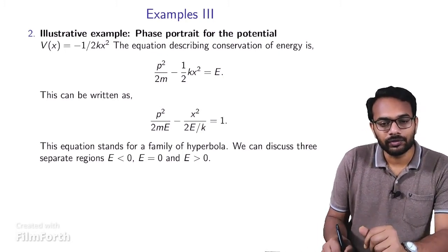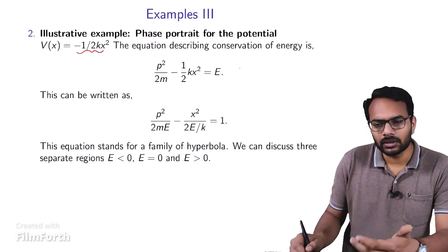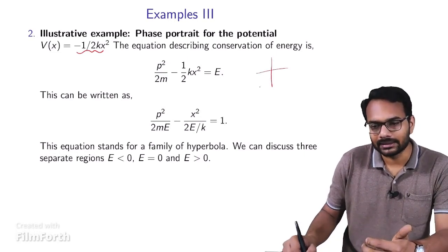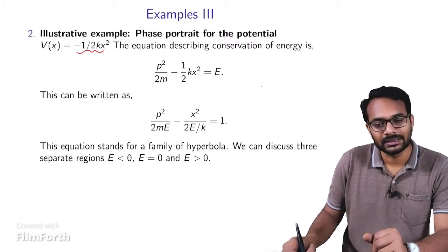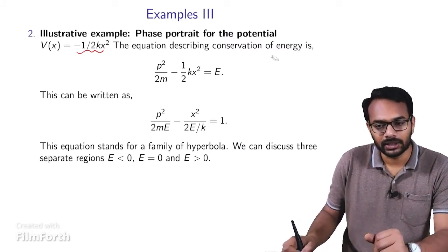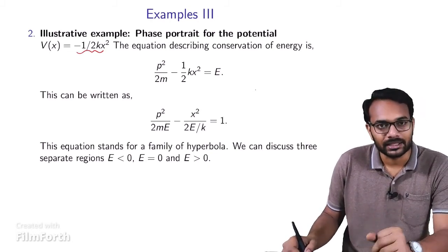So we have v of x equal to minus half kx squared. You already know it's a parabola like this. The parabola, v of x versus x, is a parabola like this. We already know that, but let's imagine we don't know this. Let's try to follow the steps that we outlined.